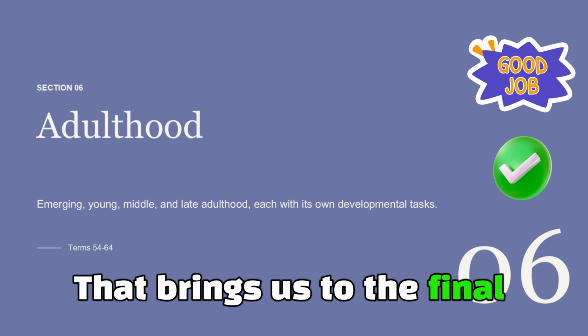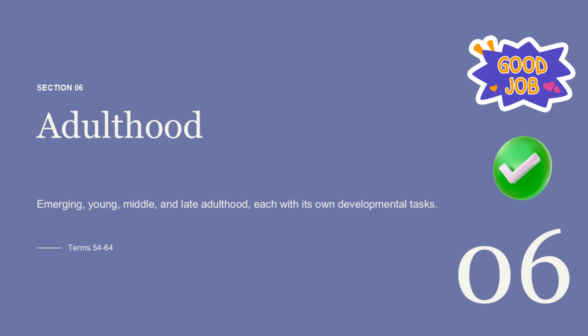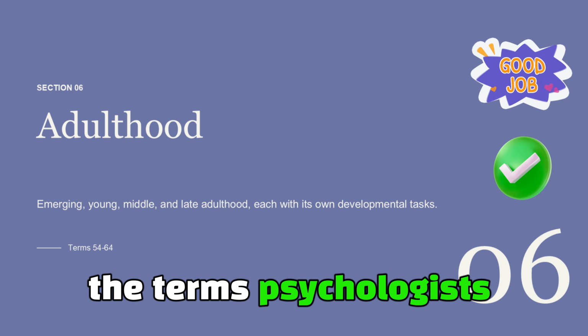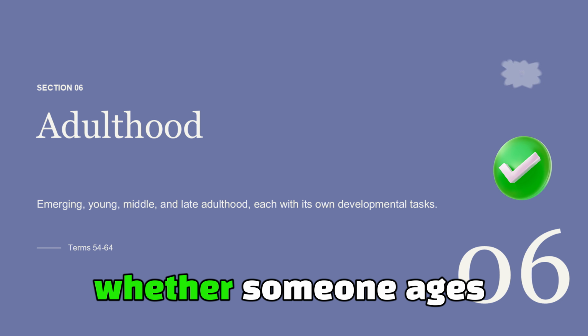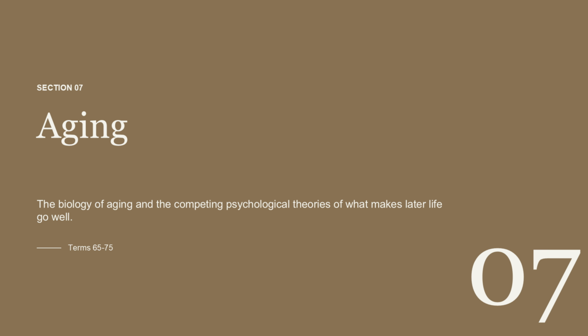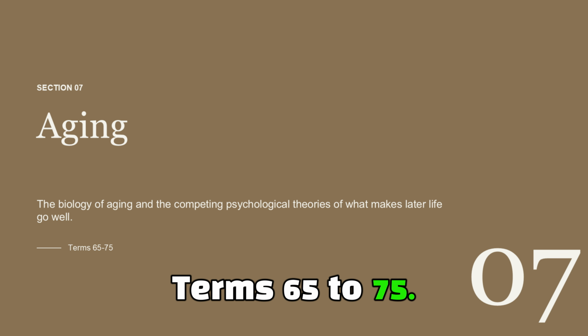That brings us to the final stretch of the lifespan, the terms psychologists use to describe how people age and what actually predicts whether someone ages well. Section 7. Aging, terms 65 to 75.